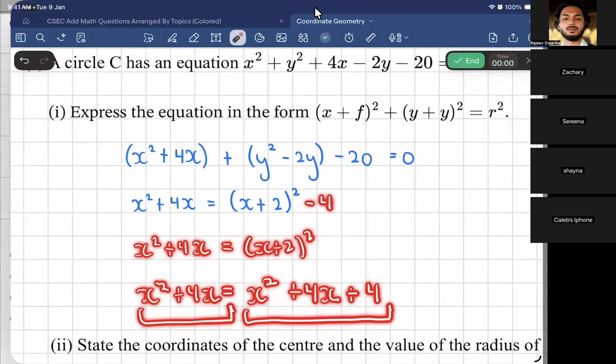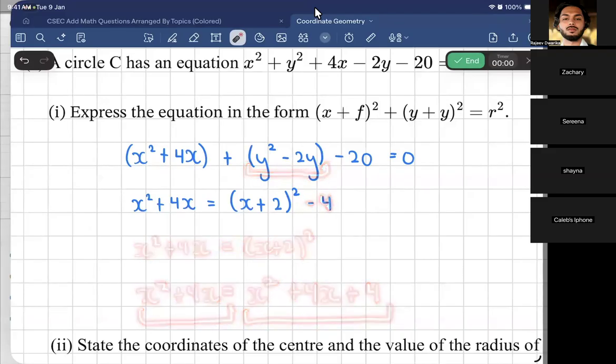So now you know why. It's the exact same concept for this over here. Zachary, Serena, Sheena, do you understand why there's a minus 4 over there? Yes or no? Yes, sir. Serena understands. Zachary and Sheena? Zachary, let me know. If you don't understand, that's okay, just tell me. I'll go through that one more time.